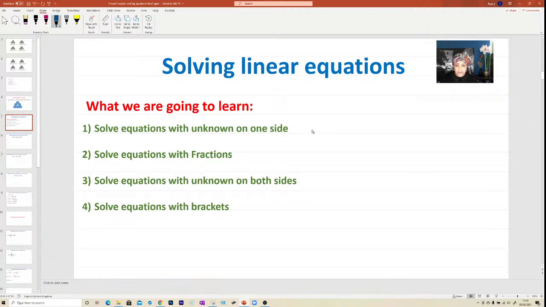All right, let's start the session. In this session, we're going to solve equations with unknown on one side, and then we're going to solve equations with fractions. In between, I'm going to give you some work to do. So please, if you don't have a pen and paper, go and get it now, because I don't want to do all the work, guys. Then we're going to solve equations with unknown on both sides, and then equations with brackets. After this, I'm going to give you some homework. Now, if you are a teacher, please don't rush in to give answers.